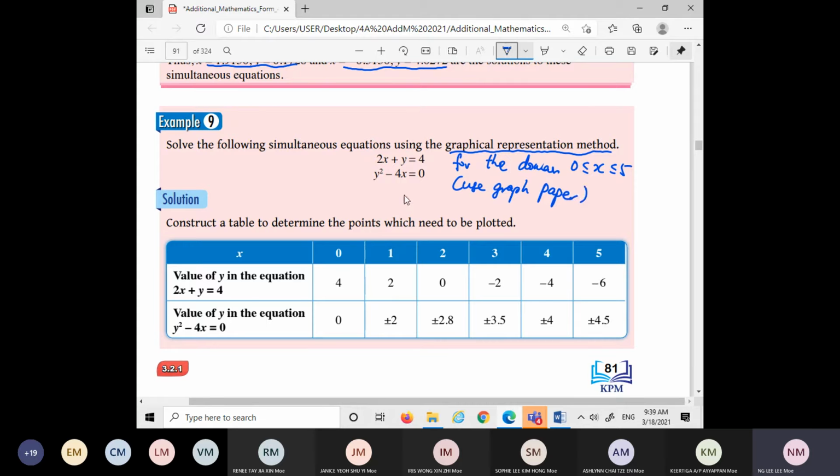After that, cut the graph paper and paste it into your MS3. So don't sketch. You see the difference or not? If the question says sketch, then no need to use graph paper. But if the question doesn't say sketch, they say draw or whatever, like this graphical representation method, then you have to use graph paper.